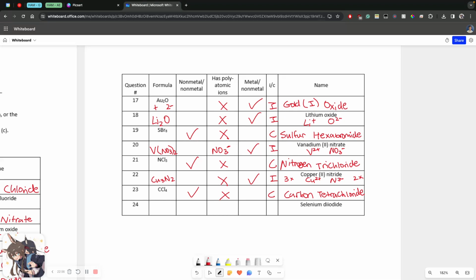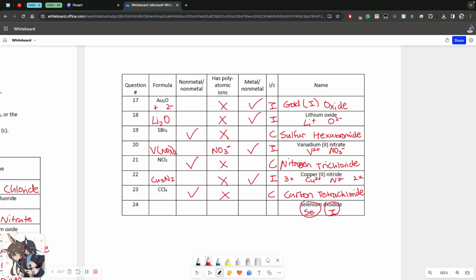Alright, let's go ahead and finish it off strong with selenium diiodide. Wow, what a mouthful to say. Selenium is indeed found as element number 34 under oxygen. I'm sorry, we don't actually need the charge, we just need the symbol. And we know that diiodide here, di meaning 2, is iodine.